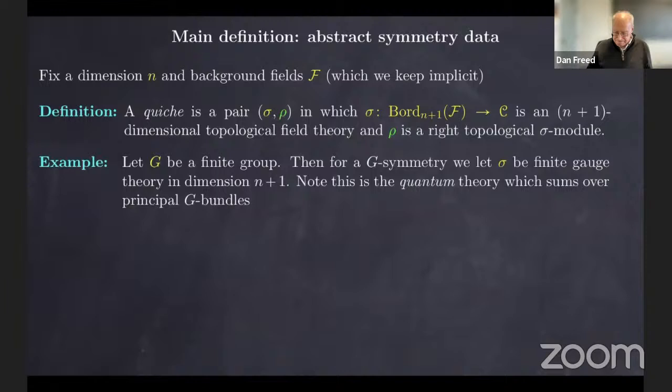I mean, it's used to define sigma, but as far as the background fields you need for sigma, you don't need any at all. You don't need an orientation, nothing. It's just defined on general manifolds.